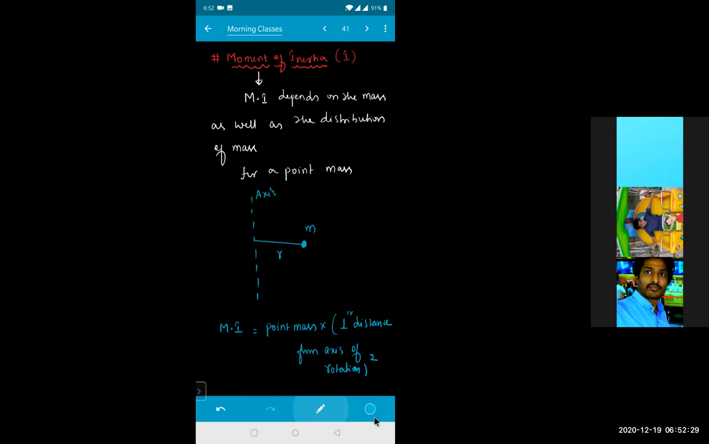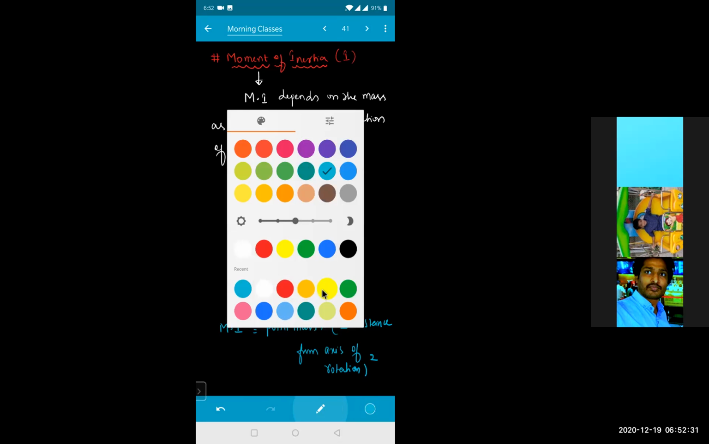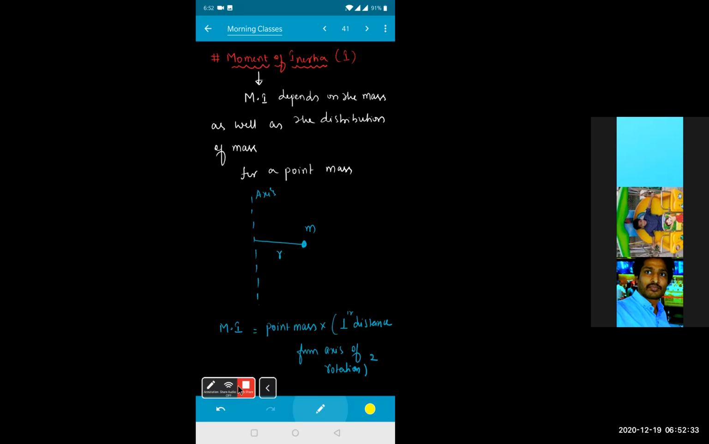So what is the moment of inertia? I is equal to the point mass, m, into the perpendicular distance squared. So I is equal to m r squared. Okay? This is for the one point mass I have taken.